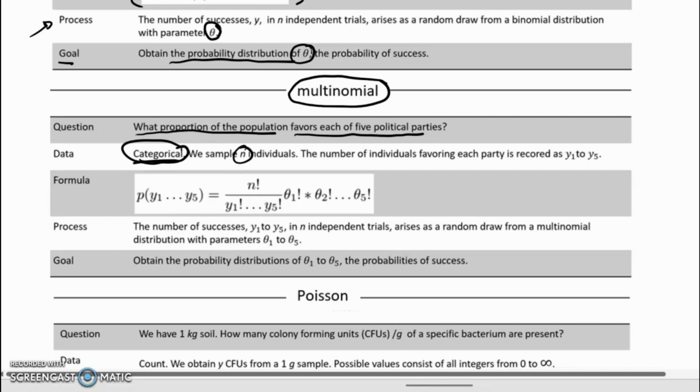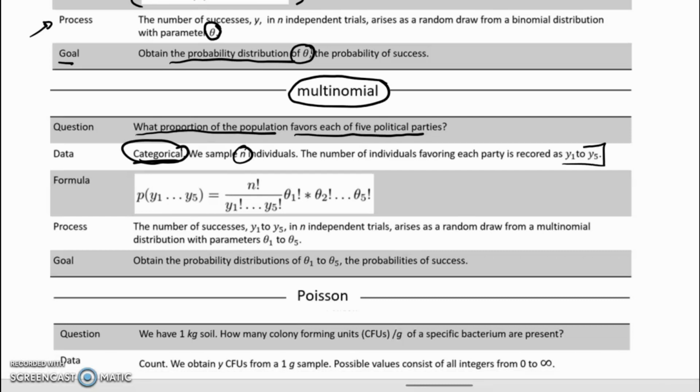We sample n individuals, and the values 1 to 5 are the numbers of individuals favoring each of the 5 different political parties. The process that gave rise to these data, what we're going to assume, is that the numbers of individuals favoring those different parties, among the individuals sampled, arose as a random draw from a multinomial distribution that has this formula and parameters theta 1 to theta 5, the proportions of individuals in the population favoring each one of those parties.